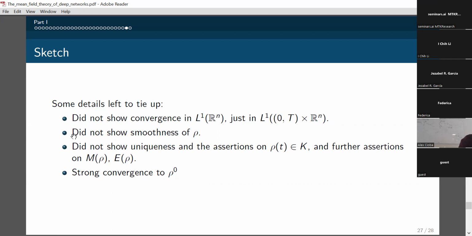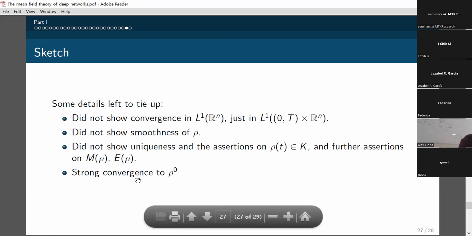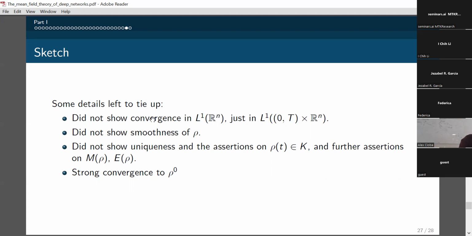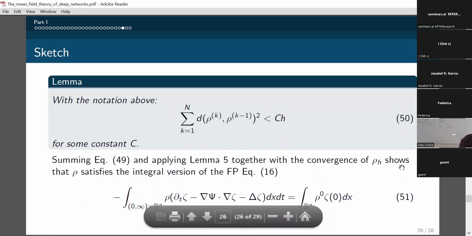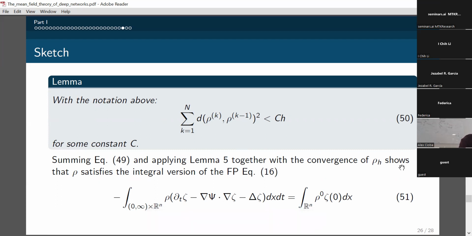Again, you need to show smoothness. Various bounds on the moments and the energy functions haven't been argued for. And also strong convergence of the original solution hasn't been argued for. But okay, so the idea being that just starting from the minimizing movement scheme, you can recover the solution to the Fokker-Planck equation. This is a fairly ubiquitous argument in all of mean field theory in recent machine learning papers.